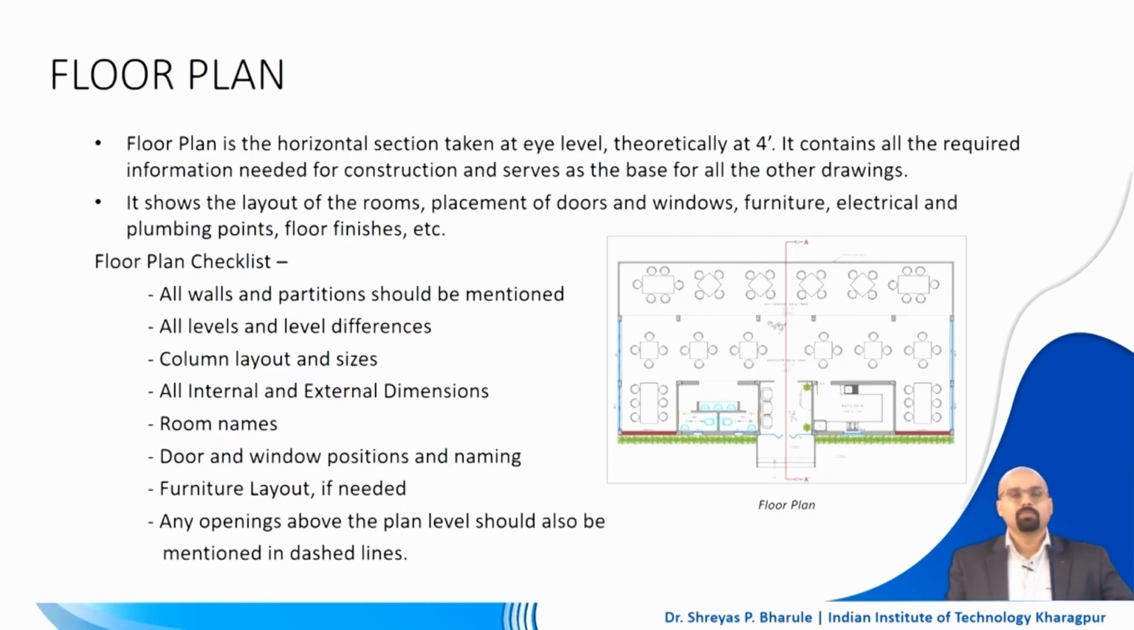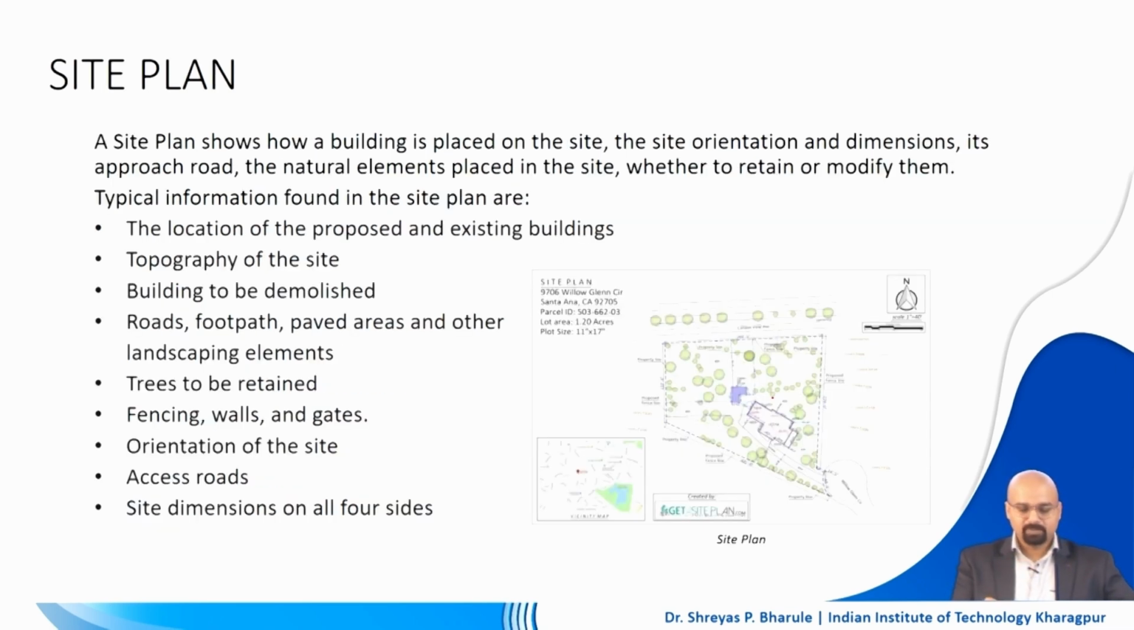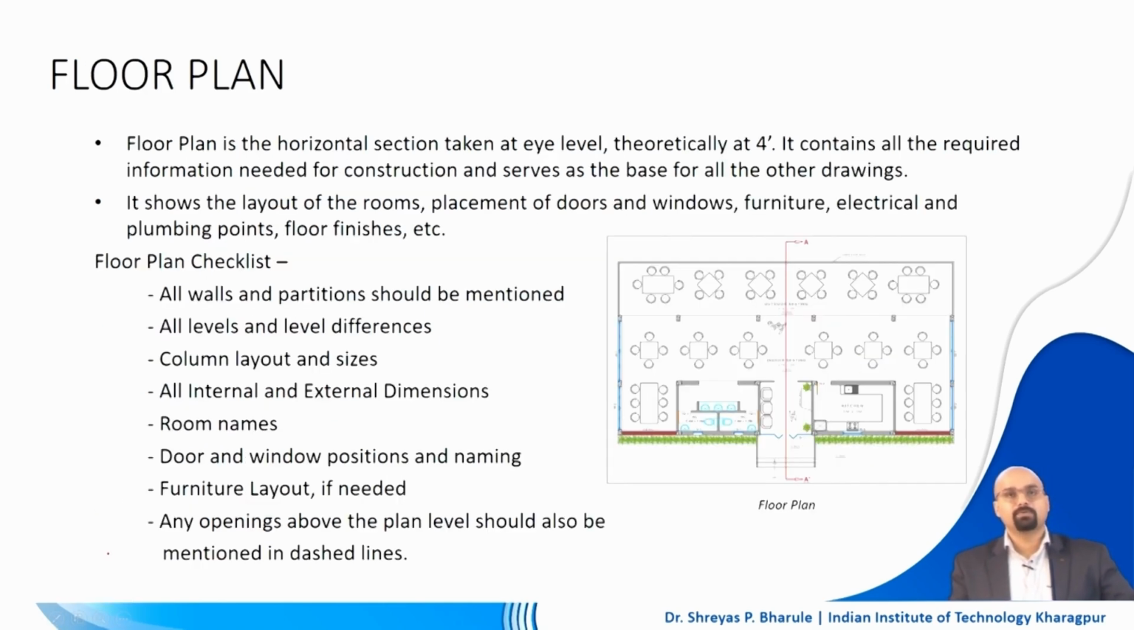Okay. Moving on forward. So, coming from the site plan where we have individual buildings inside, each of the buildings is to be represented with a floor plan as well, right. So, when we go to the floor plan, each floor plan is taken up as a horizontal section, right, a horizontal section taken at eye level, right.